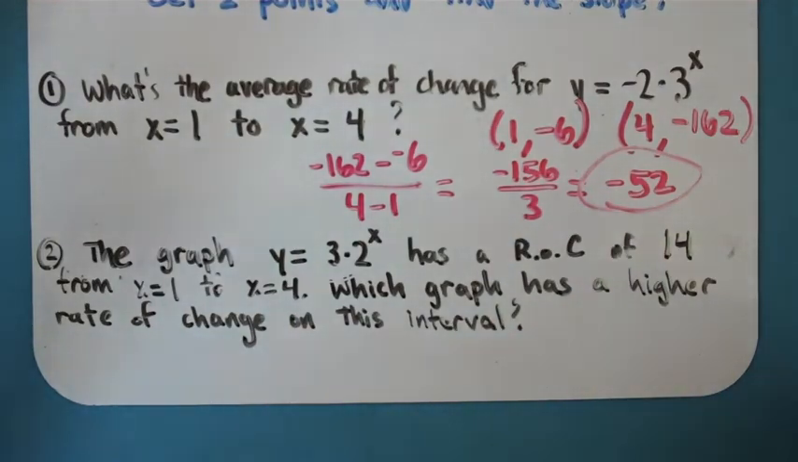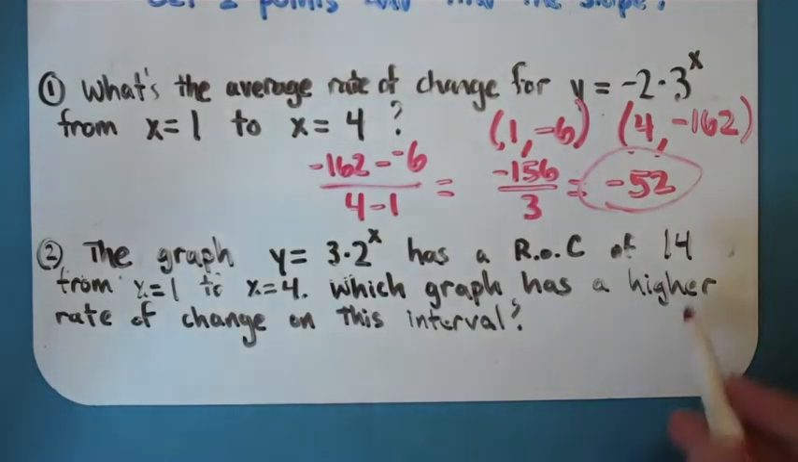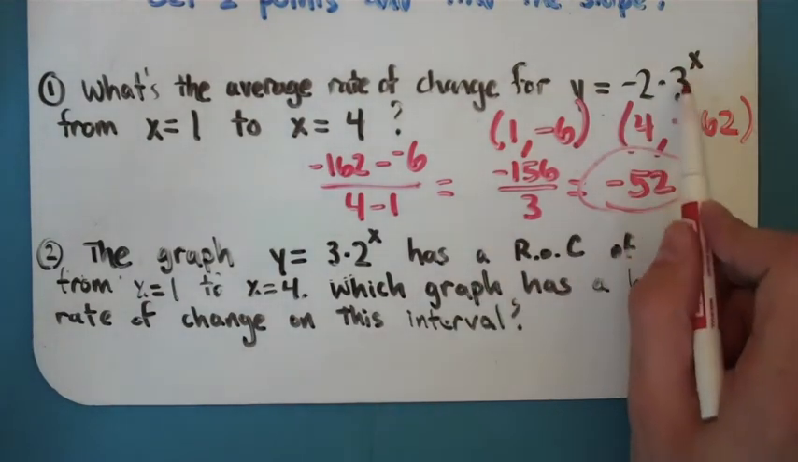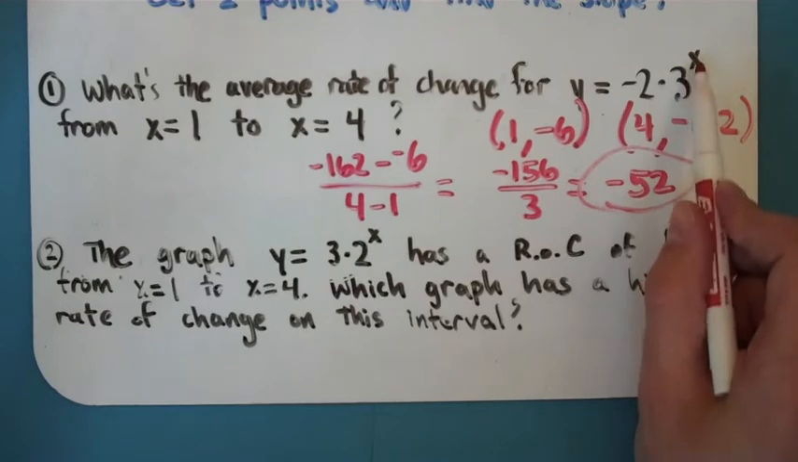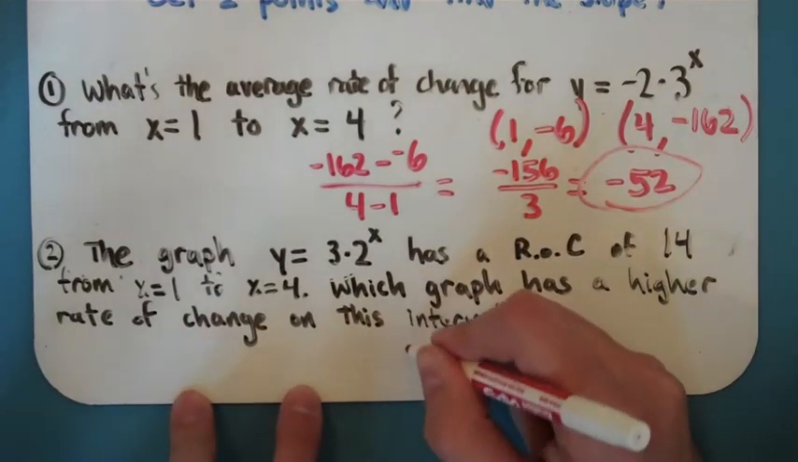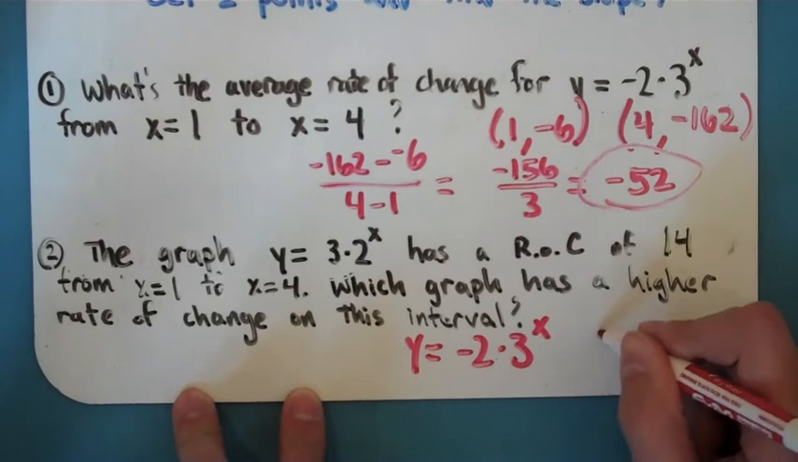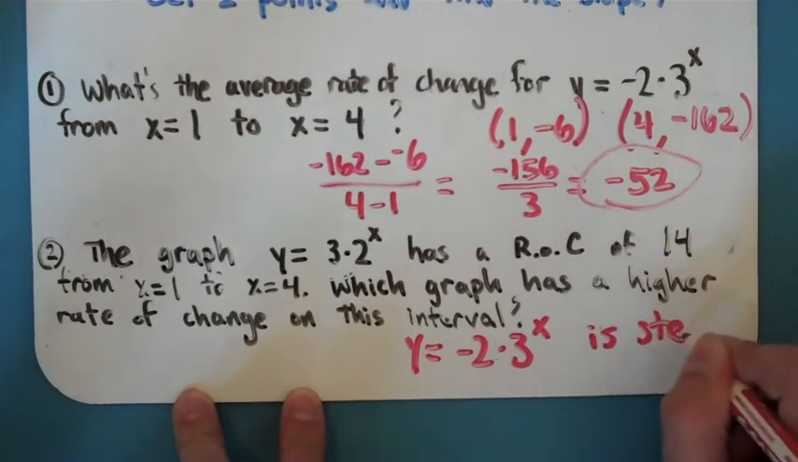So our graph from number 1 is way steeper because it has a much larger slope than a graph with a slope of 14. Having a bigger number that you're raising to the power, b being bigger, makes a huge difference there. And that's what gives our graph the edge. So our graph from number 1, y equals negative 2 times 3 to the x, is going to be steeper, or has a higher rate of change.